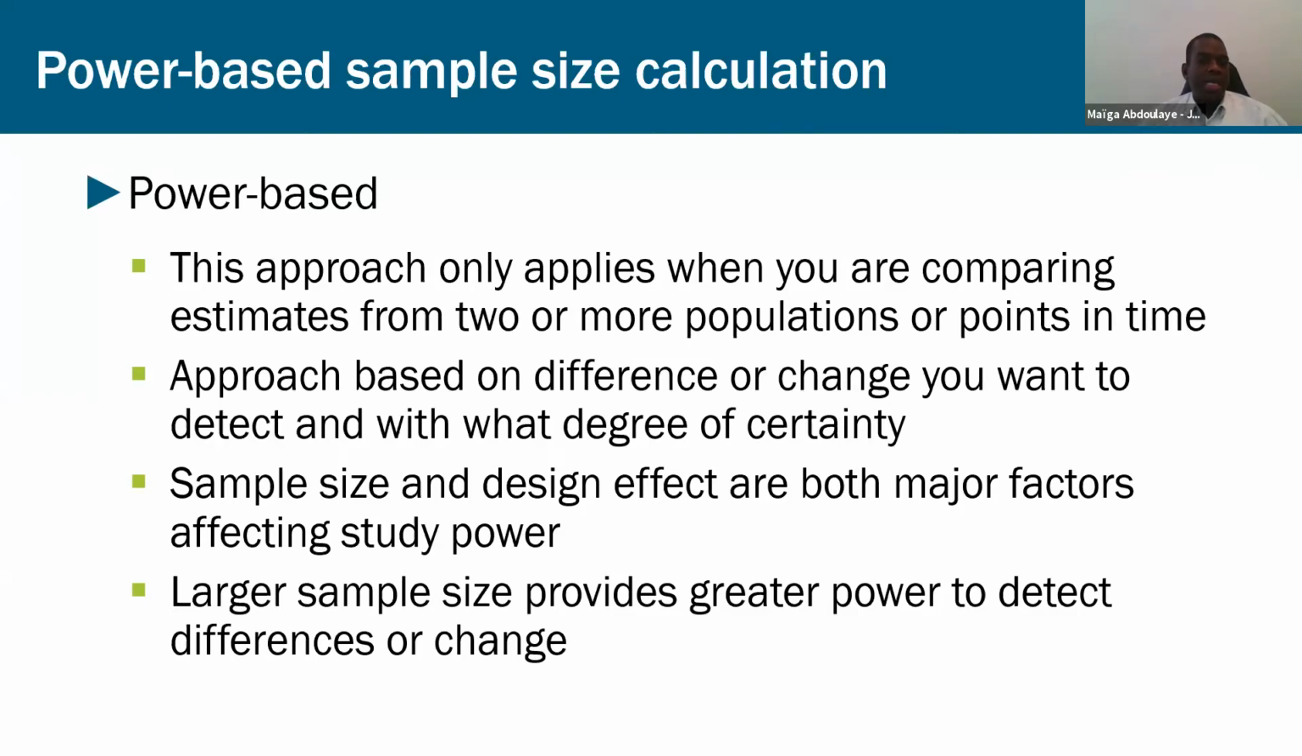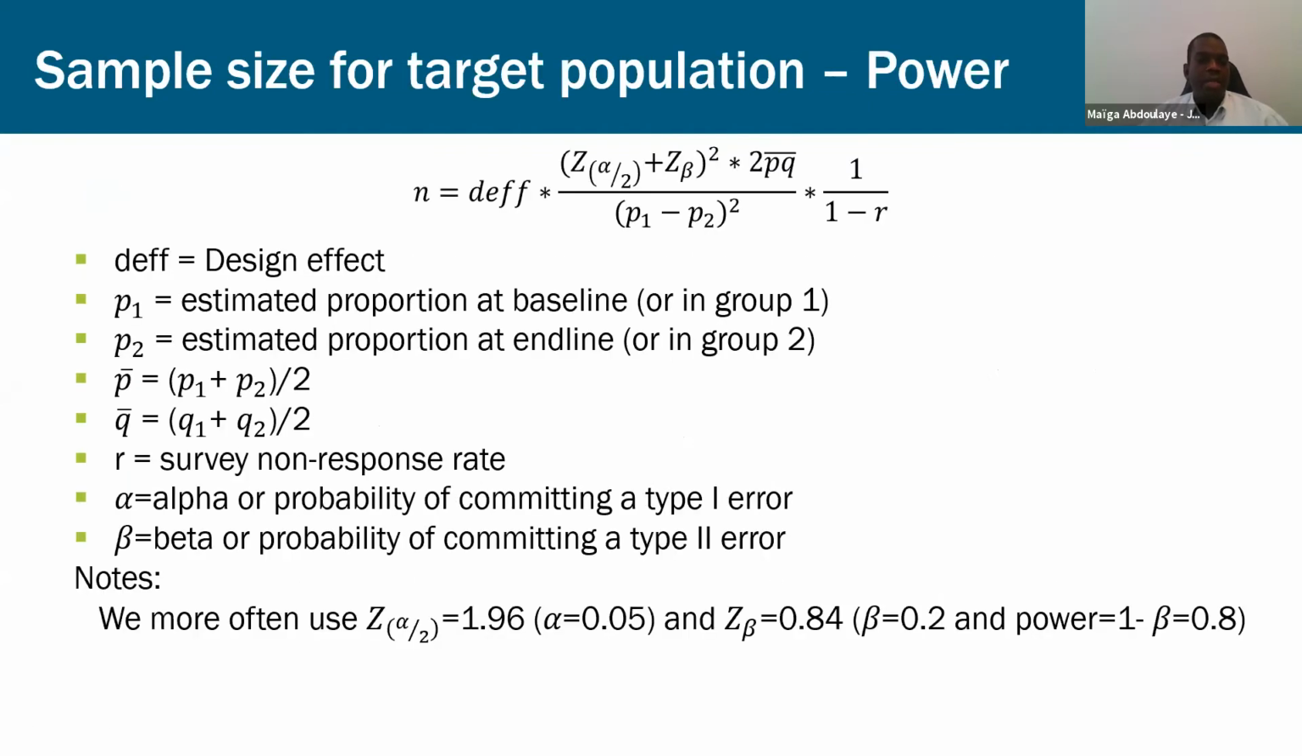what can also be the difference we want to detect between two population groups. The sample size and the design effect are both major factors affecting the study power in power-based sample size calculation. And the larger the sample size, the greater the power to detect the change or the difference. The formula is quite different from the precision-based one, but there are some common inputs. These are the design effect, the survey response rate, and also the estimated proportion at the baseline and at the end line, or the proportions in each of the groups we want to compare.